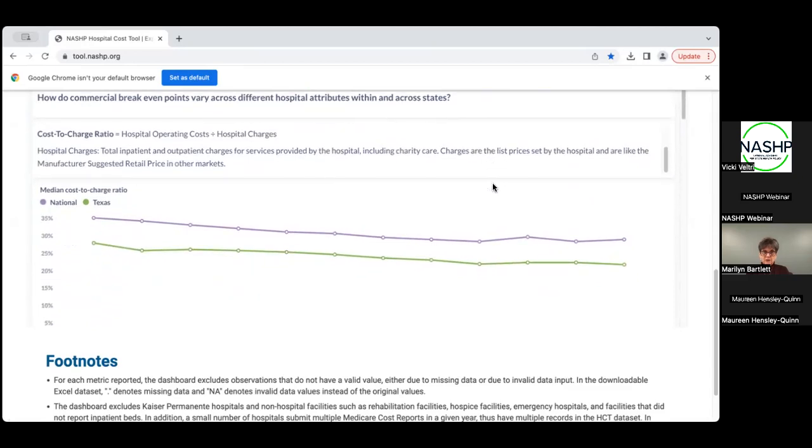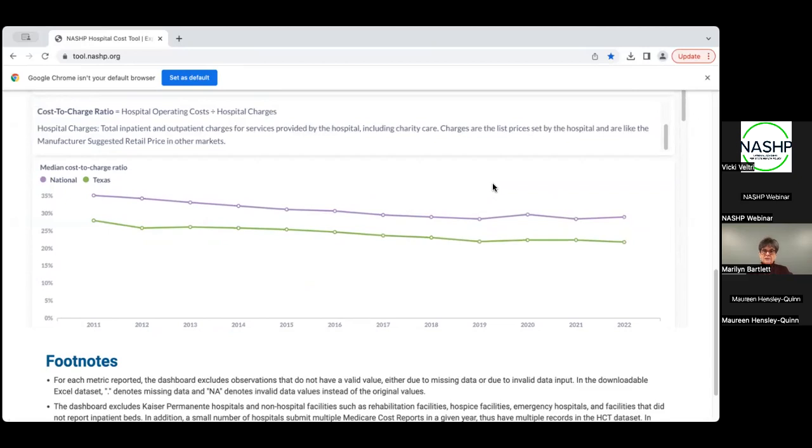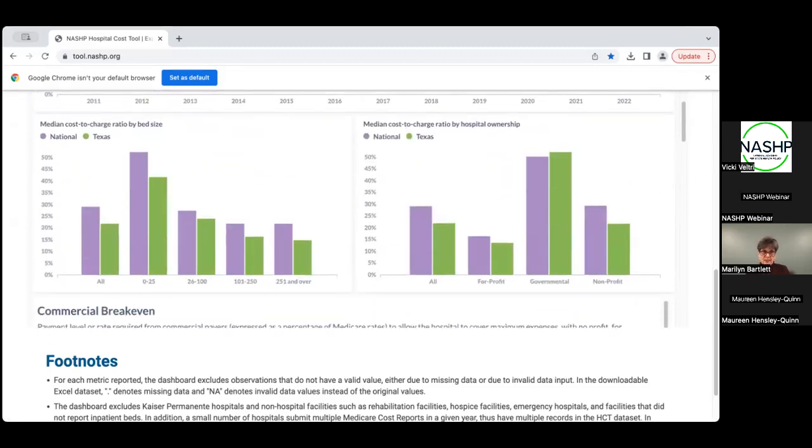We really do focus on the bottom line. So the cost to charge ratio, of course, that's a function of two things. Operating costs is its denominator. Did that go up or down? And then did charges go up and down? And you'll see that that's been coming down steadily. Texas running lower than the national, but you're going to see that it's more a result of charges going up. And we'll look at that when we look at a specific hospital.